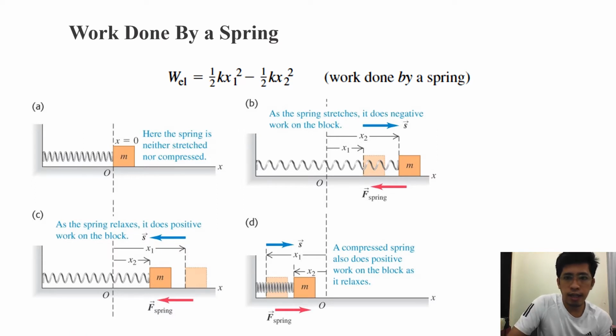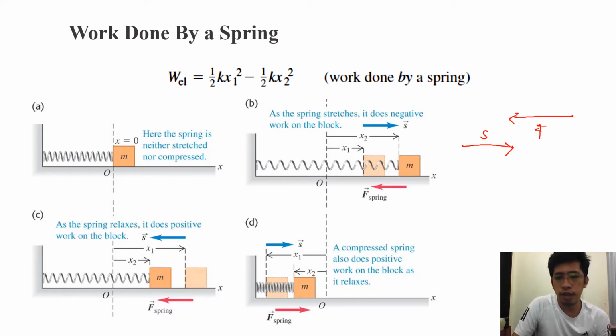We have a negative work done because your displacement is towards this direction, while the force of the spring is towards the opposite direction. You have your restoring force, if you can remember. And as the spring relaxes, it does a positive work on the block. That is when you let go of a compressed spring. So the spring does a restoring force on your block or on your system.